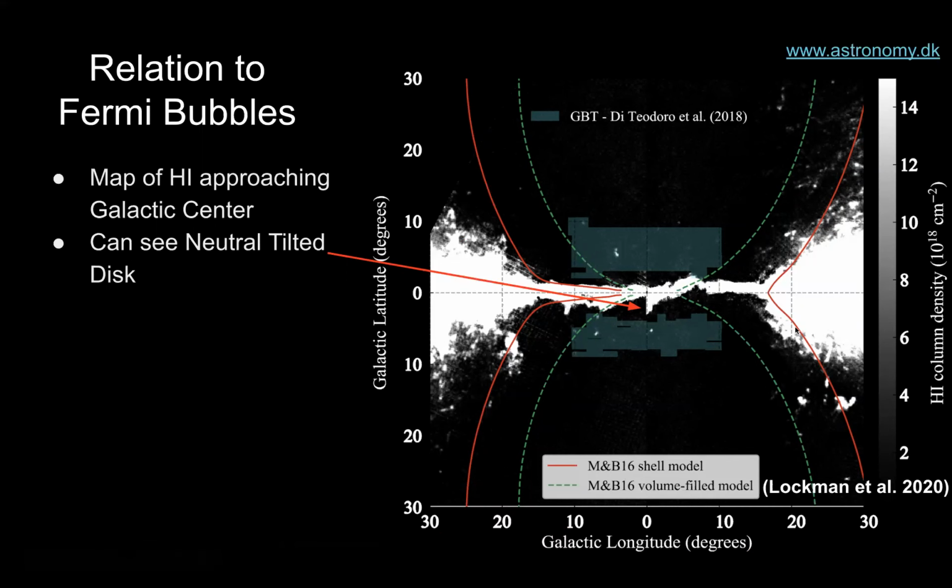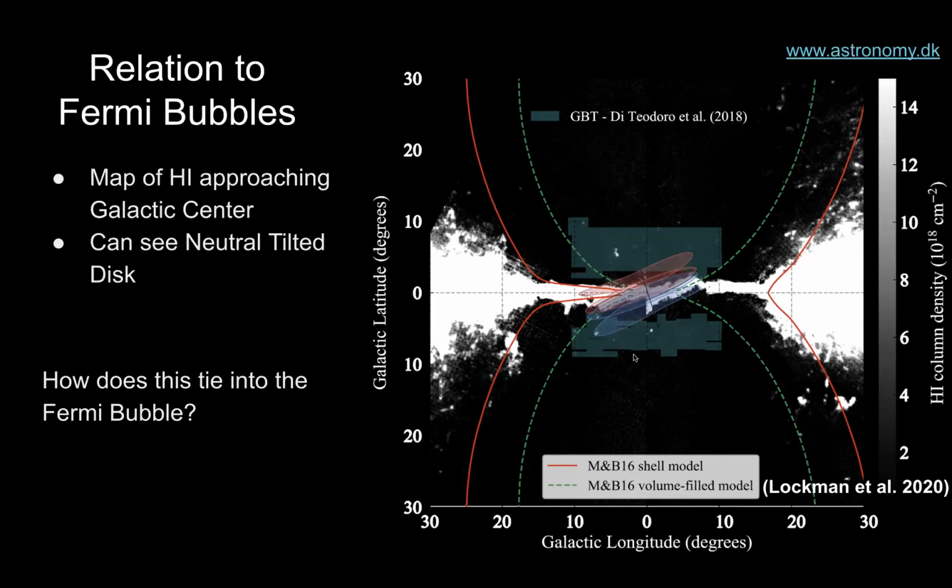But one of the nice things about this map, for me at least, is that you can actually see the neutral tilted disk or some signatures of it here. So you can see there's this tilted looking gas here, and it's a little bit offset here. So here I'm just adding on what the model predicts for that tilted disk structure to look like, and it fits pretty nicely that you can see it here.